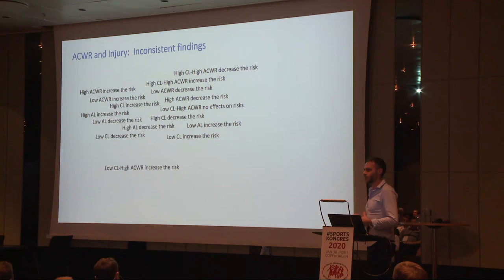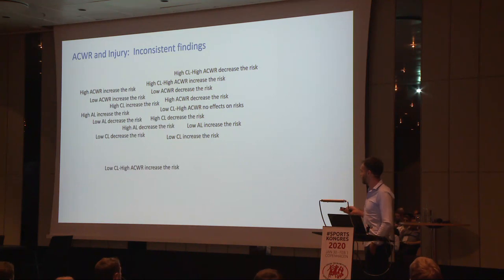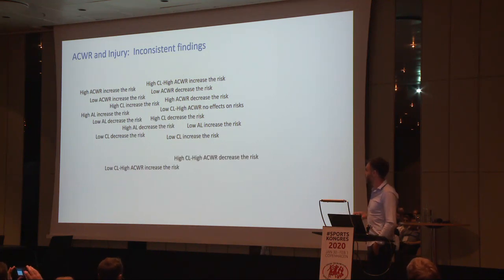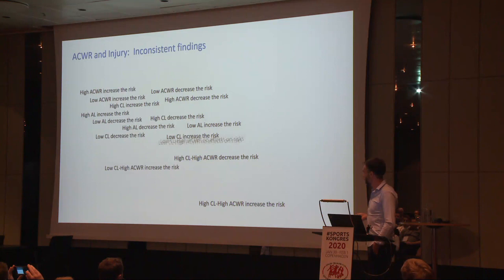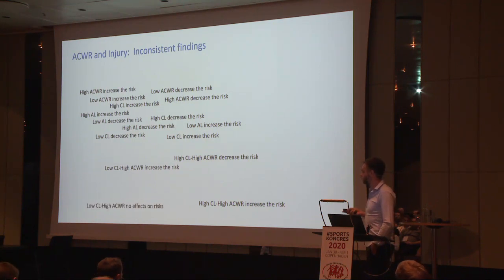Then studies have started to combine low and high with other things. A low chronic load with a high acute chronic workload ratio increases the risk. High chronic load with high acute chronic decreases the risk. High chronic with high acute increases the risk also. But then low chronic with a high acute chronic, can't even say the word now, has got no effect on risk. So basically it's a mess. The literature we have is a big mess, and there's a reason for it.